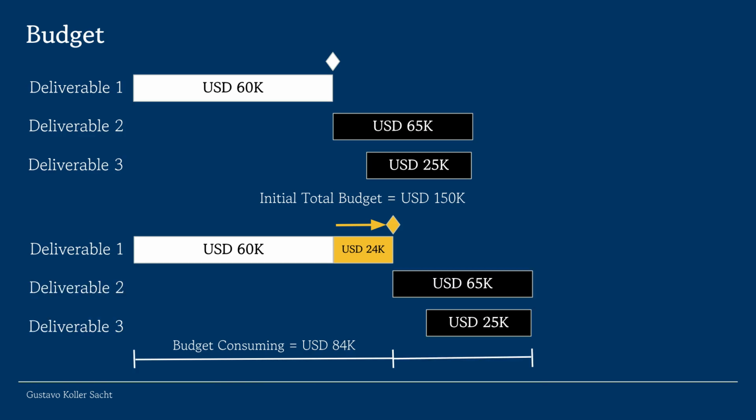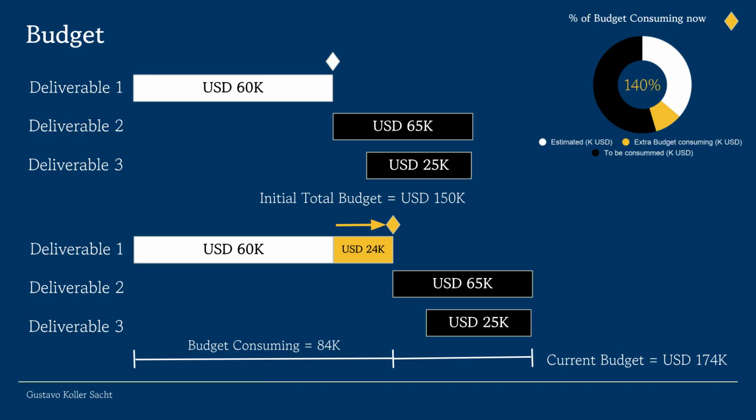The total budget consumed up to the milestone is $84,000 US. By re-estimating the costs for the remaining deliverables, we arrive at a current budget of $174,000 US. The current budget consumed for deliverable 1 at $84,000 US represents 140% of the initial estimated budget.